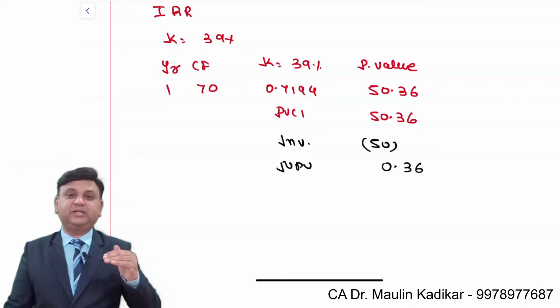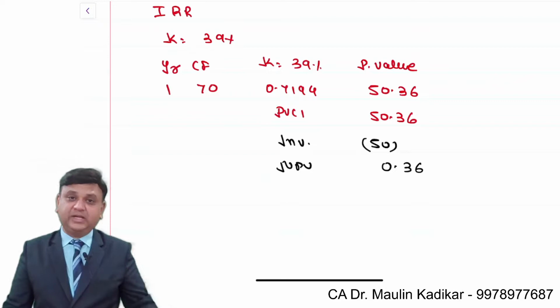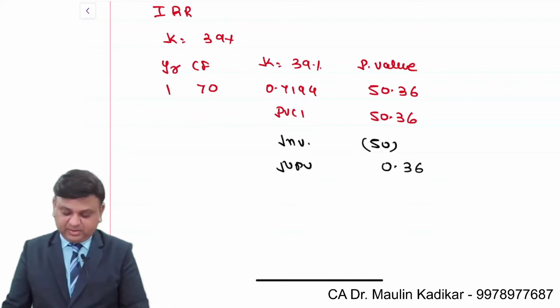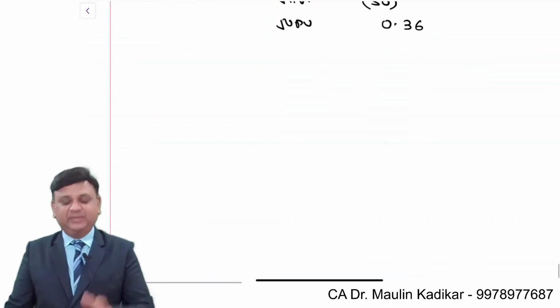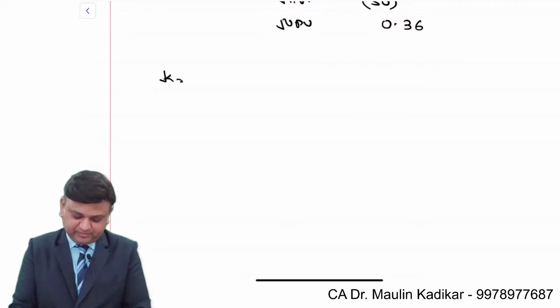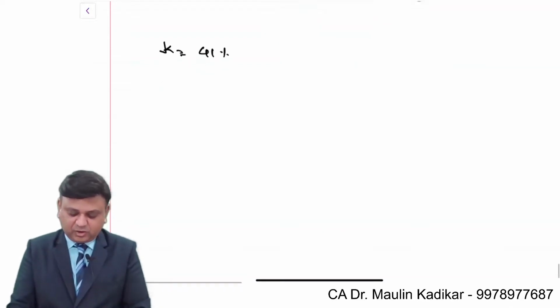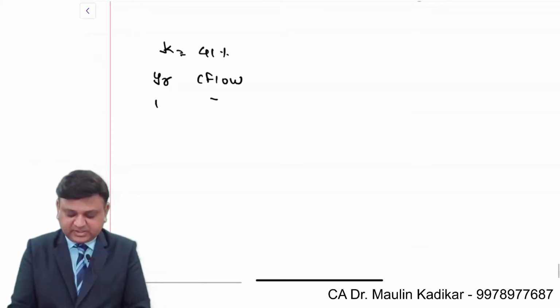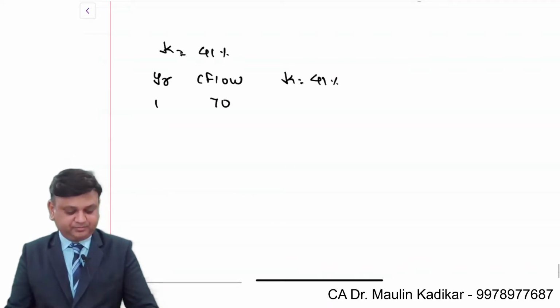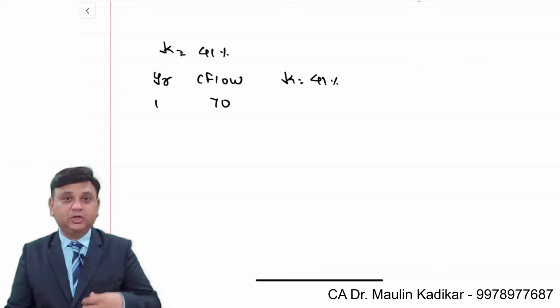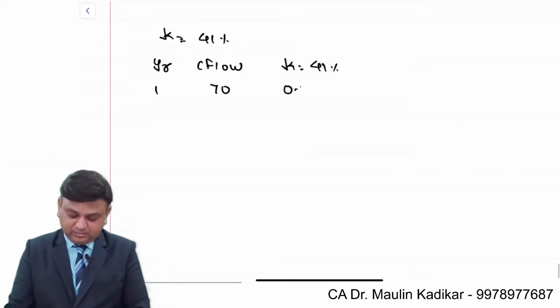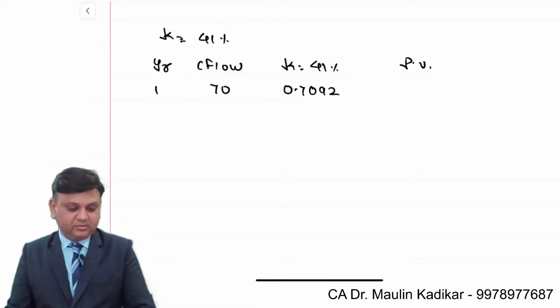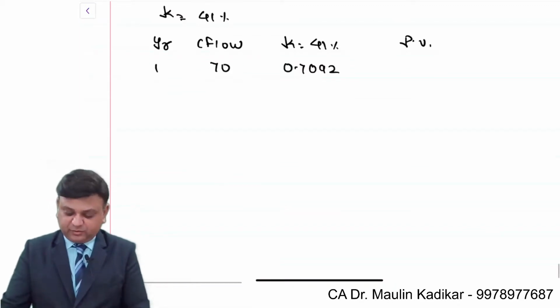At 39% NPV is positive. In order to get a negative NPV, we are increasing the cost of capital. So let us say randomly I am increasing it to 41%, as if I do not know the answer. Again, year 1 cash inflow is 70. Discounting at the rate of 41%, the factor is 0.7092. Present value is 49.64.